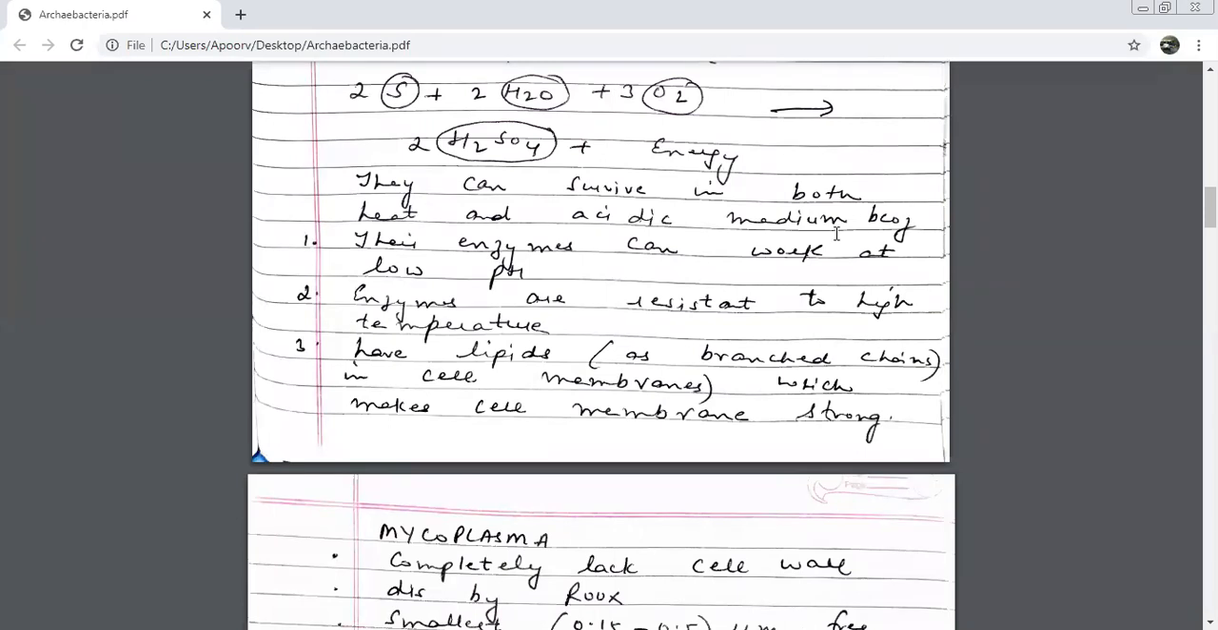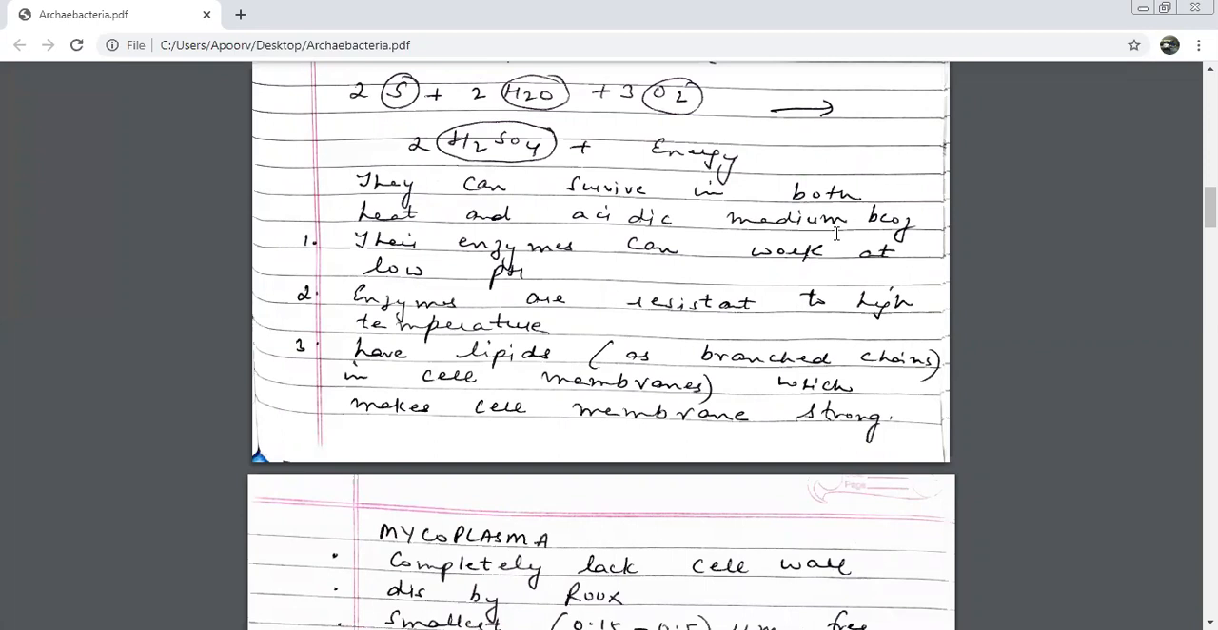Before I move on to the last member, which I had discussed with you when I started with Monera, that is PPLO or Mycoplasma, first let me know what are the three categories of archaebacteria I've just discussed with you. Thermophiles, thermoacidophiles, and methanogens. Which category of these three has the power to convert sulfur to sulfuric acid? Thermoacidophiles.